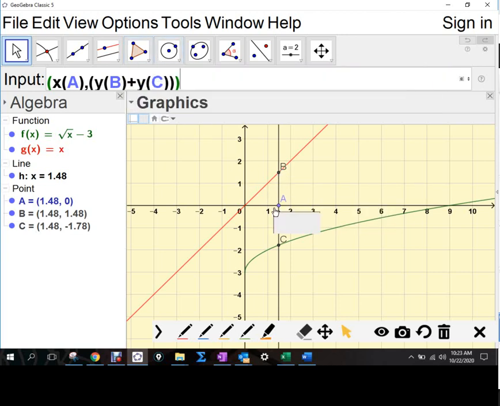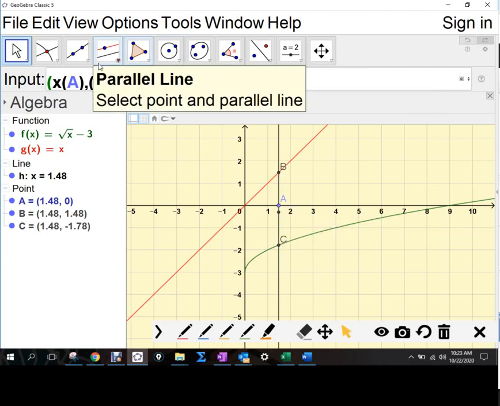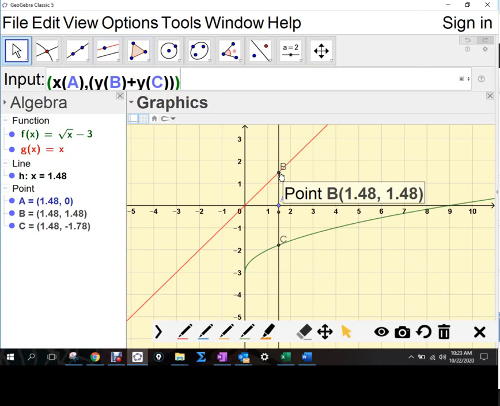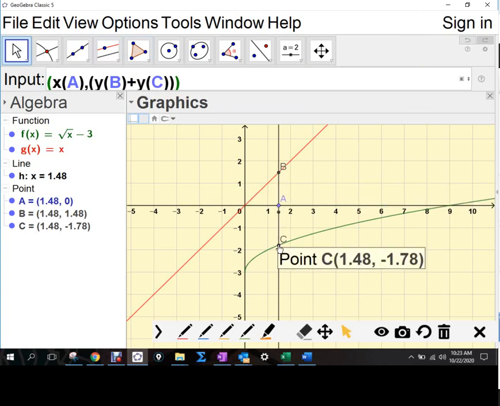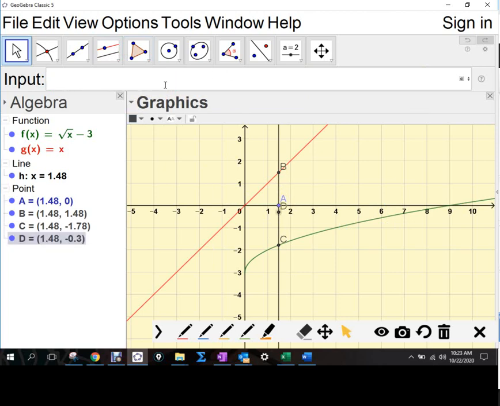And the y value at C is going to be -1.78. So when I hit enter, it should take the y value at that point and the y value at that point and add them together. Does that make sense, everybody? Okay. So I hit enter, and it gives me point D there. I'm going to make that purple. Let's make it an X and a little bit bigger. So that point right there is the sum of f of x and g of x at, in this case, 1.48. Okay?